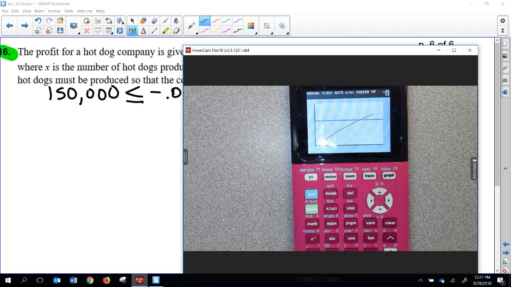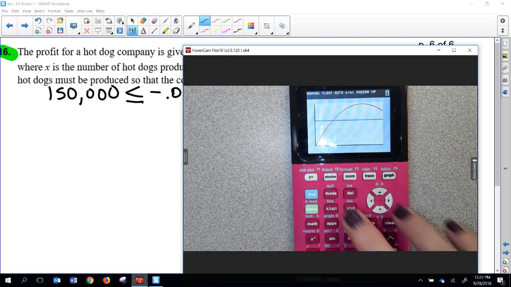There's our function. We want to know, where is our profit above 150,000? What am I going to have to do to see it? I'm going to have to change my window. Make another prediction. What should I make my X max? What do you guys think? It was close. It was almost to the vertex. So what should I make it? 5,000 is a good one. It may work, it may not. Let's see. There's our 150,000. Here comes our parabola.